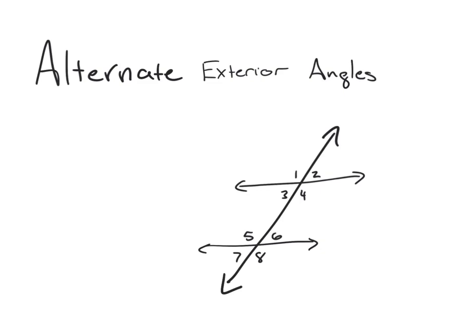All right, in this one we're going to talk about alternate exterior angles. So again, very important line here is our transversal. Transversal is the line that intersects two or more other lines. So here it's intersecting our two lines that you can see there.